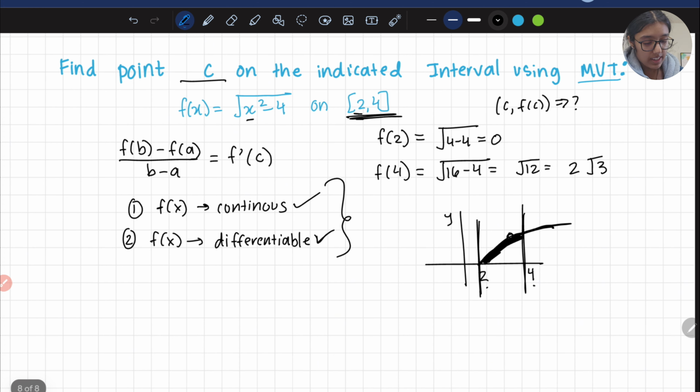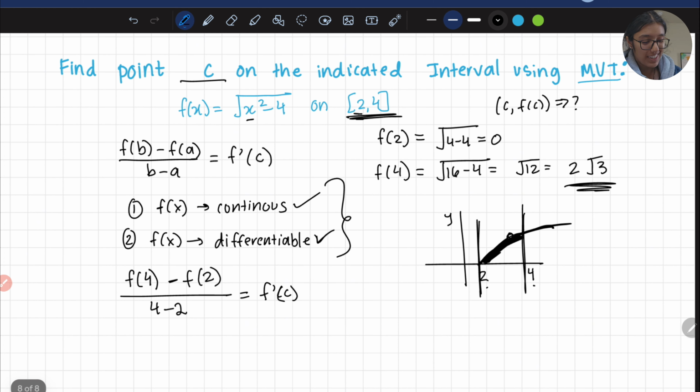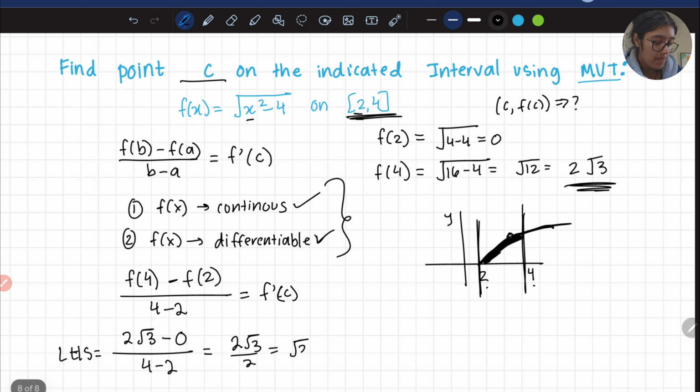In this case, we could say f of b minus f of a over b minus a. Let's say f of b is 4, I'm taking the rightmost endpoint, minus f of 2, over 4 minus 2, and that's equal to f prime of c. Our goal is to find c. Now we know f of 4, we just found that over here, lucky for us. 2 square root 3 minus 0 over 4 minus 2. And I'm just going to solve the left side for now. So solving the left side, I get 2 square root 3 over 2 equals square root 3.